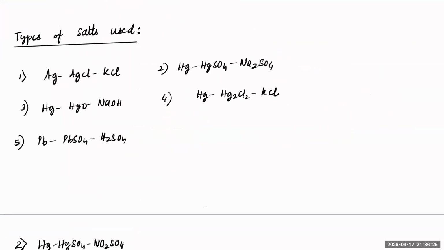Now check out how many types of salts we have for the syllabus. AgCl with KCl mixture, Hg and HgO mixed with alkaline KOH or NaOH, Pb and PbSO4 and H2SO4, mercury H2SO4 and Na2SO4, mercury Hg2Cl2 and KCl. These are all types of sparingly soluble salts here and there. So start with this first one.